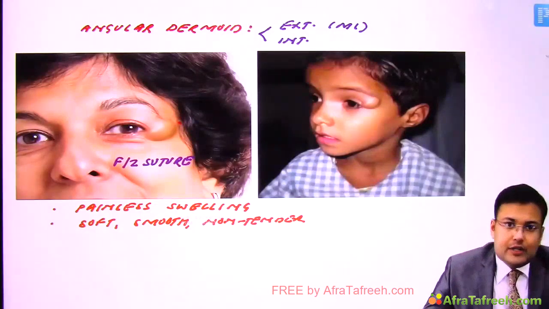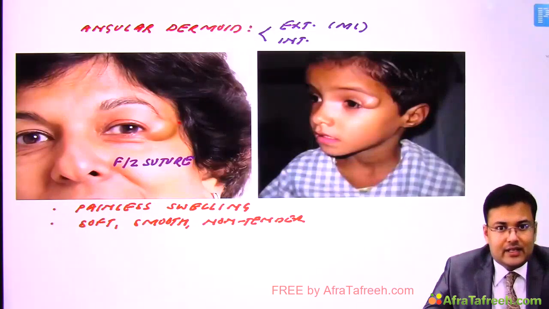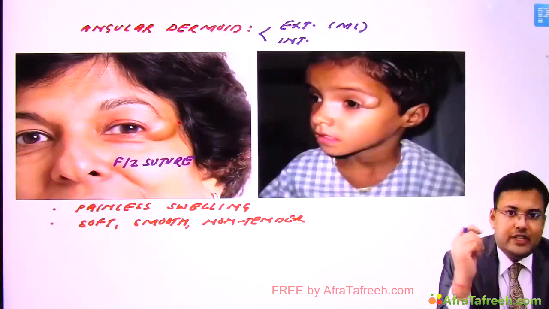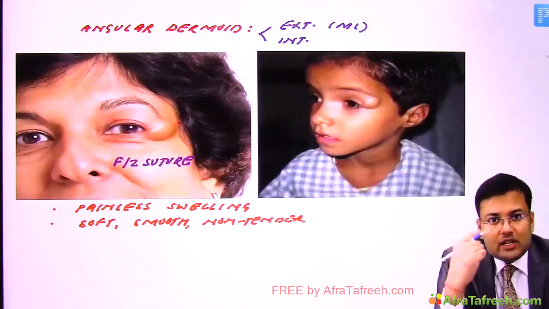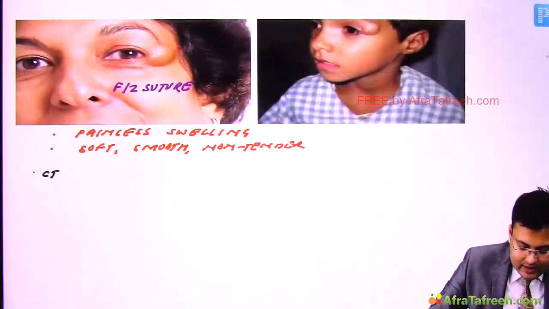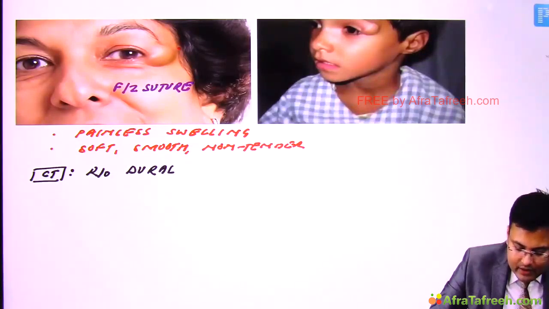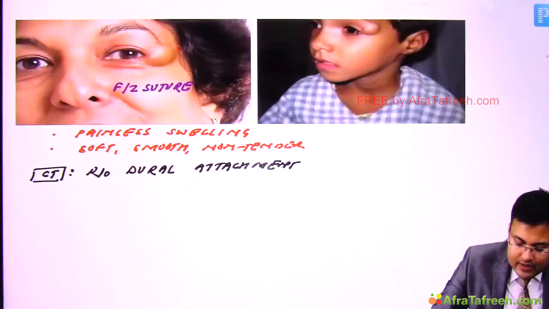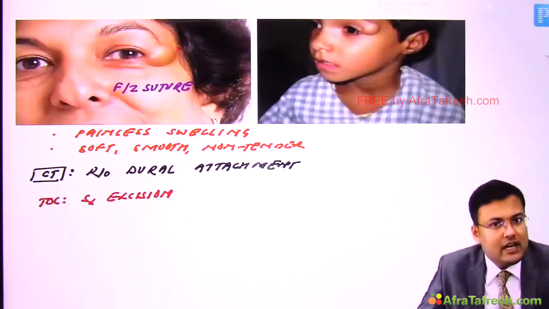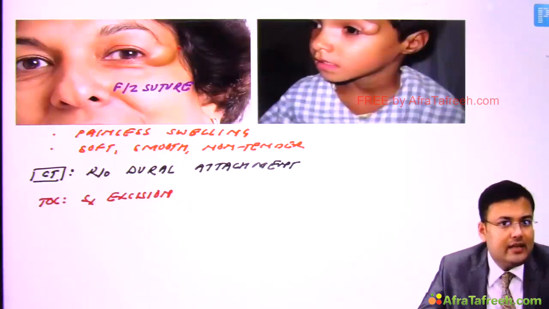So the treatment of choice of angular dermoid is surgical excision, but we have to rule out whether there is some attachment with dura or not. So which investigation is performed to rule out the attachment? CT. So generally treatment is surgical excision, but CT is done to rule out dural attachment. Rule out dural attachment. And what's the treatment of choice? The treatment of choice is surgical excision. Clear? This question was asked many times in AIIMS, in NEET, and in FMG.